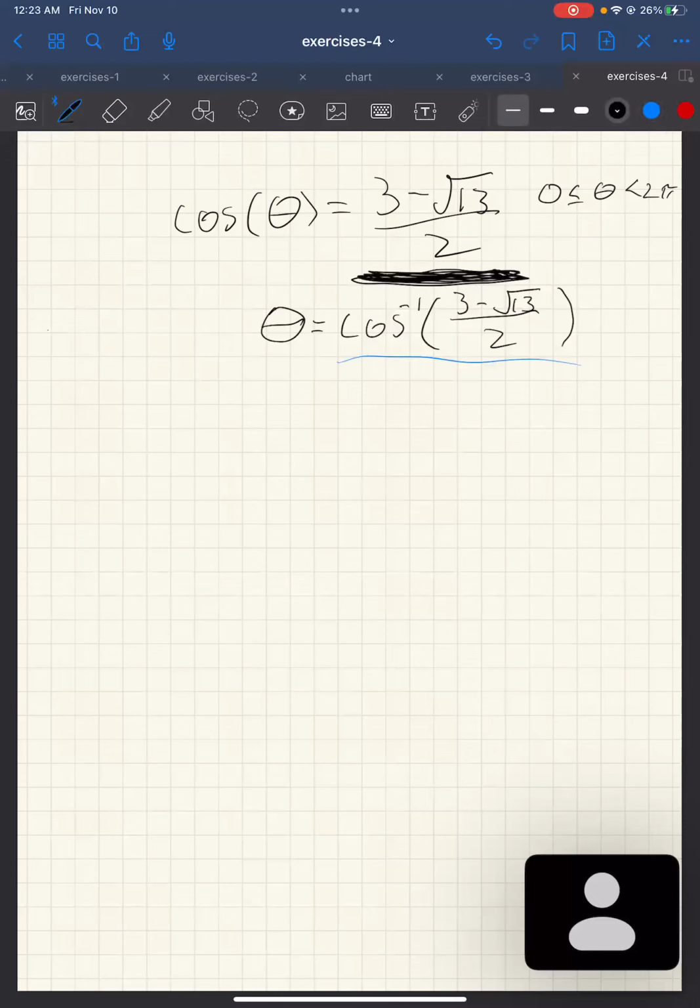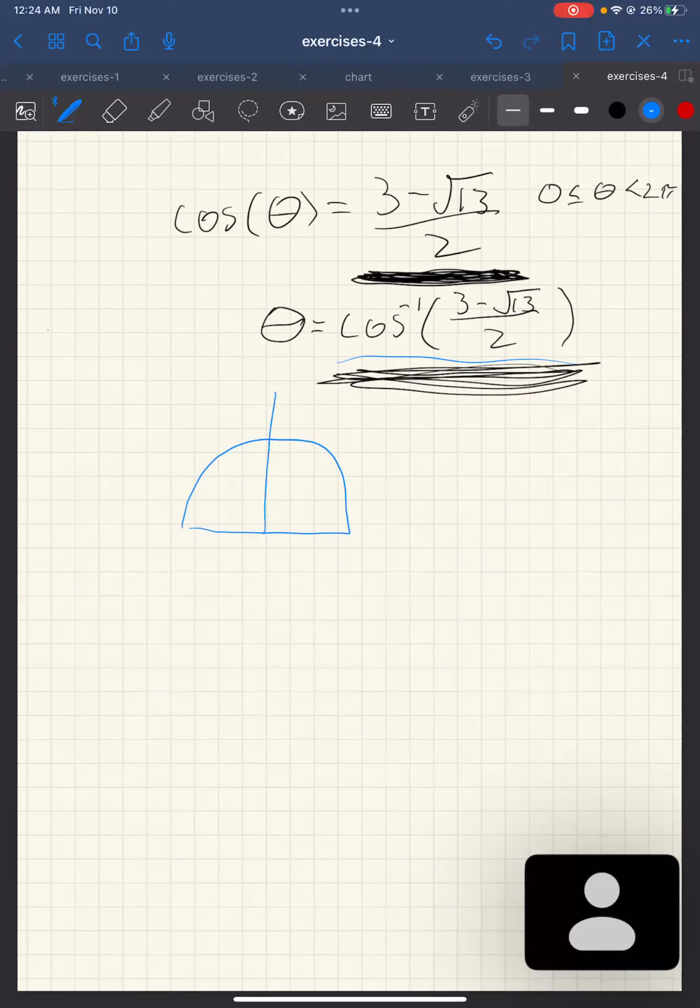But we need to specify something. Cosine inverse is a function, aka it has one output. This is going to be one number in a very specific part of the unit circle. So let's ask ourselves, what is the restricted domain that we used to get cosine inverse? We said that's 0 to pi, so it's the top half of the unit circle. Cosine inverse is going to give me an angle that is about right here.